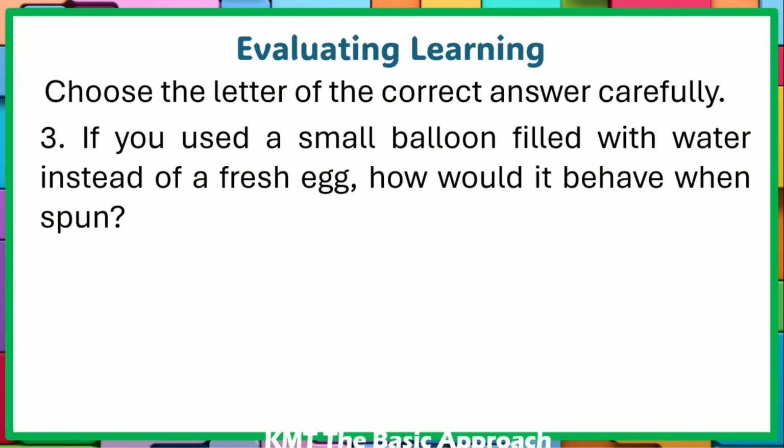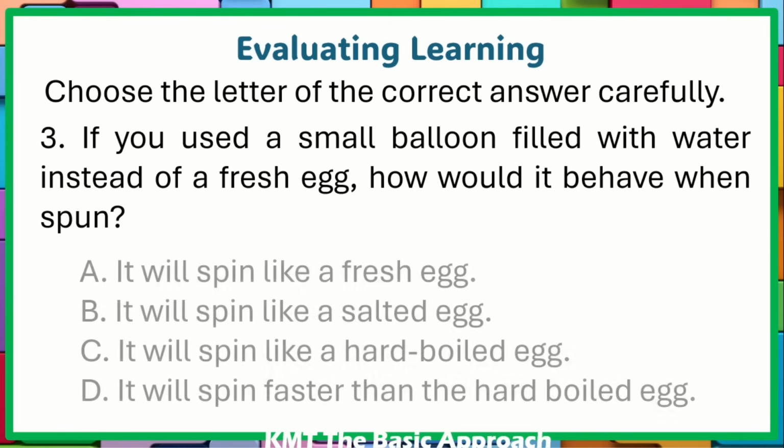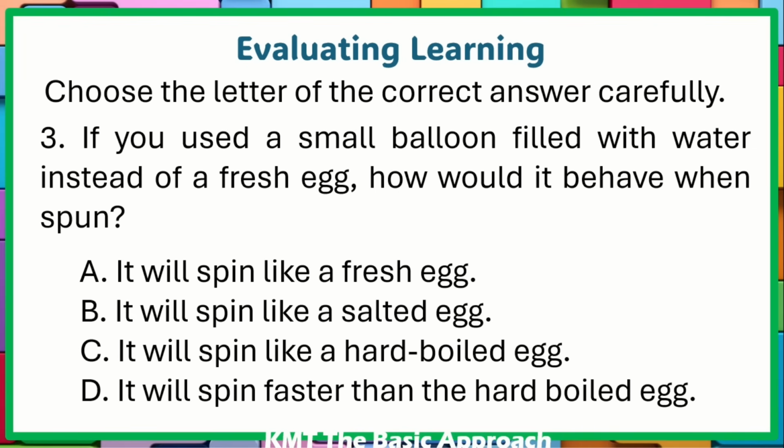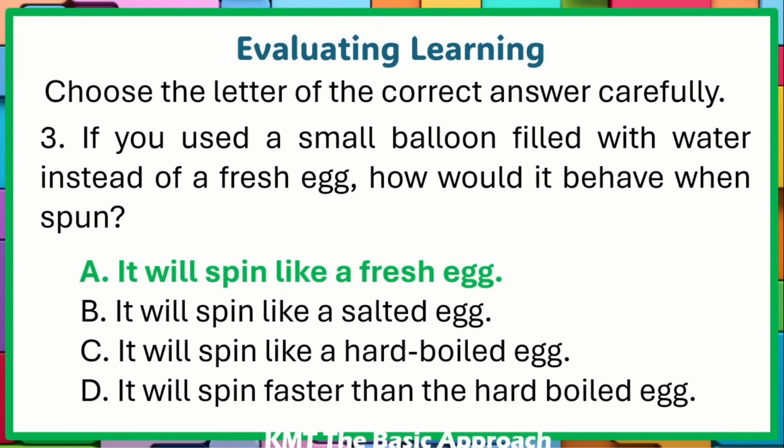Number 3. If you use a small balloon filled with water instead of a fresh egg, how would it behave when spun? A. It will spin like a fresh egg. B. It will spin like a salted egg. C. It will spin like a hard-boiled egg. D. It will spin faster than the hard-boiled egg. What is the correct answer? Very good! The correct answer is letter A. It will spin like a fresh egg.